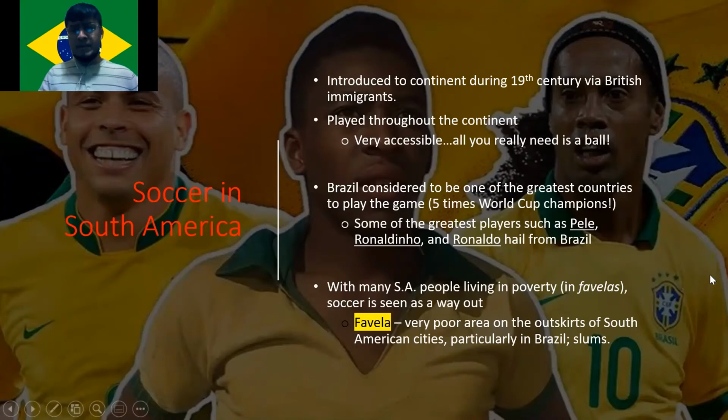Now, many South American people live in poverty. We've discussed this in a previous slide, especially when we focused on Brazil. A lot of them do in South America, and they tend to live in areas known as favelas. But especially given how influential and popular soccer is, a lot of the youth in these favelas, in these slum areas, see soccer as a way out.